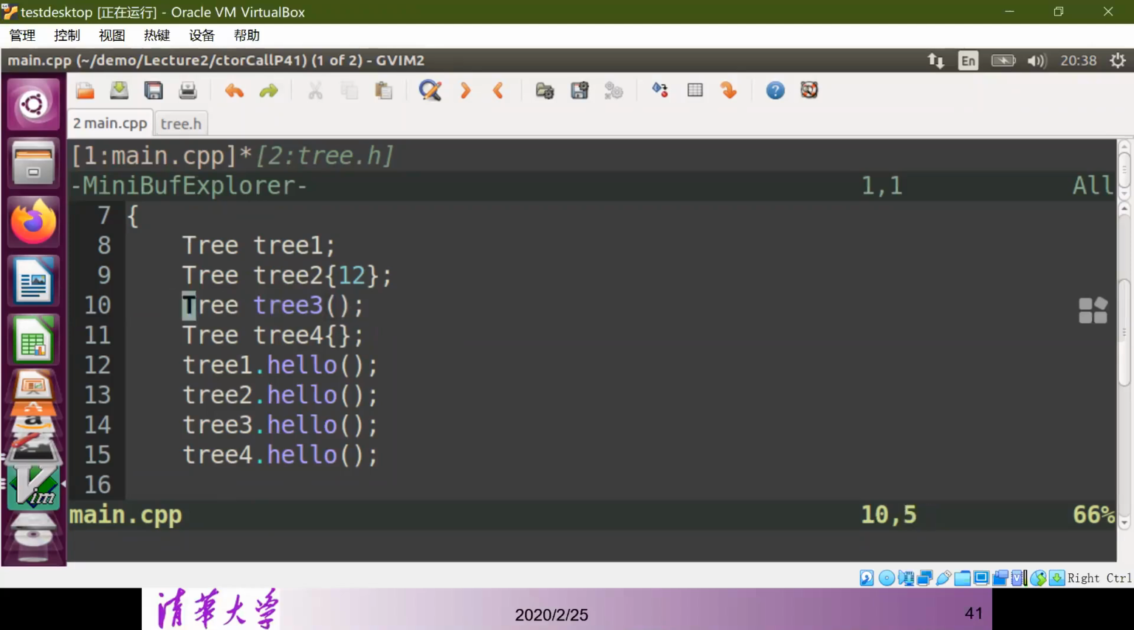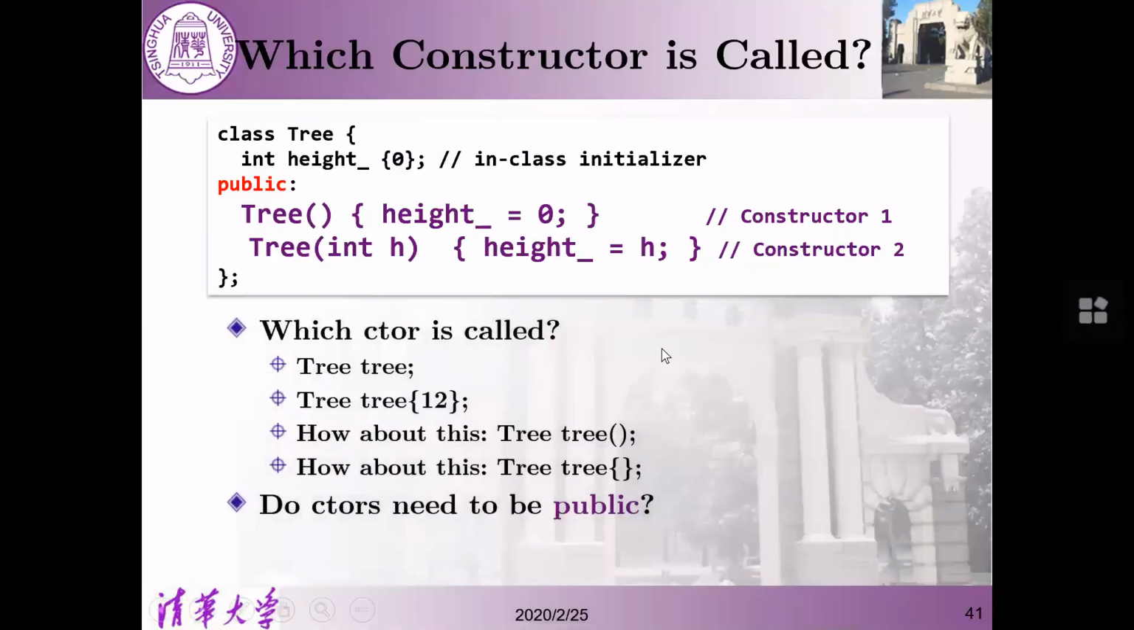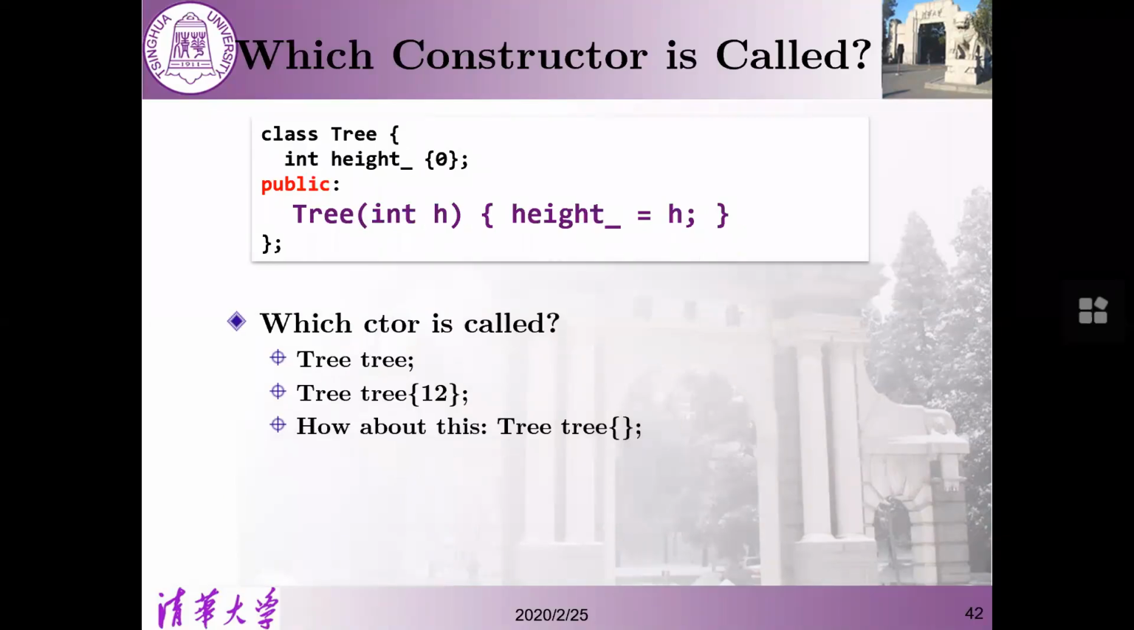The compiler may regard it as a function declaration, because a function declaration also looks like this. So the compiler regards this as a function declaration, not an object creation or object definition. So this one is an error, right? We cannot define objects in this way.